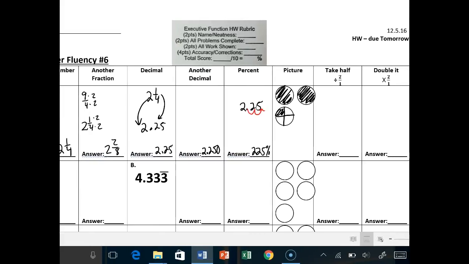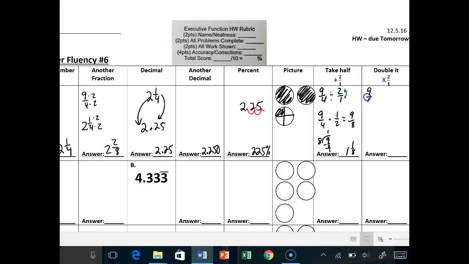For take half, remember we use the original fraction, which is 9 over 4 divided by 2 over 1. We want to flip now, so we'll get 9 over 4 times 1 over 2. When we multiply straight across, we get 9 over 8. What does this give us as a mixed number? It's 8 into 9 one time with 1 left over. So 1 and 1/8. Yes, I want us writing mixed numbers now in the take half and in the double it.